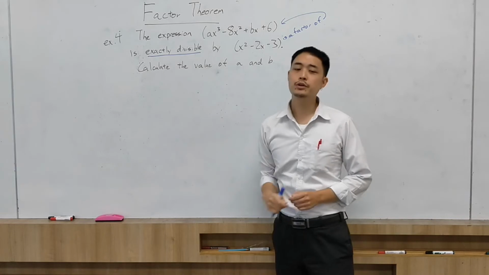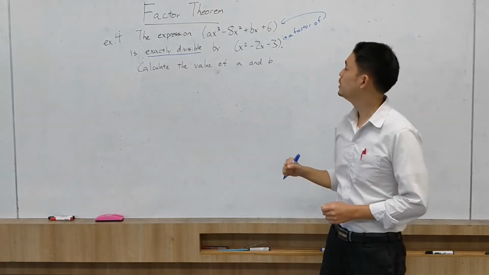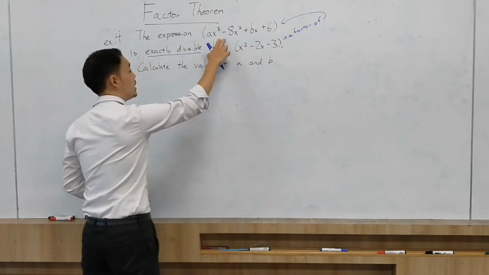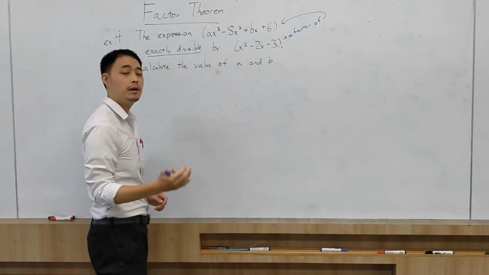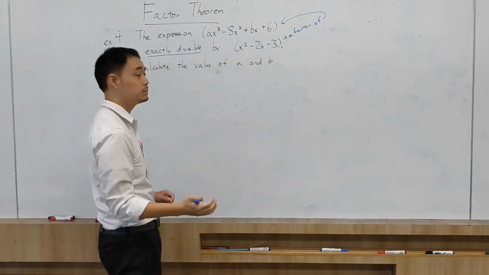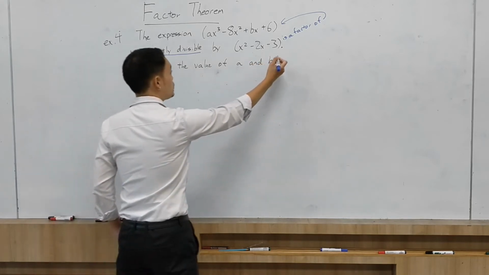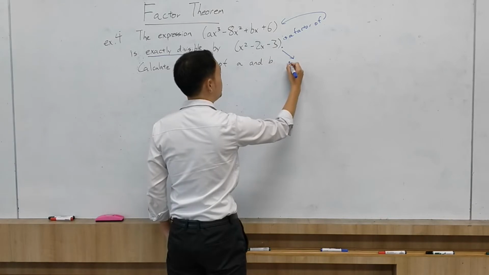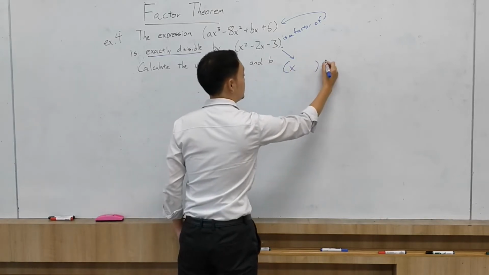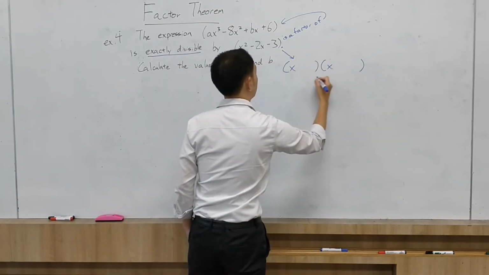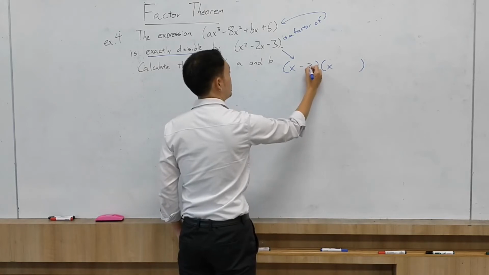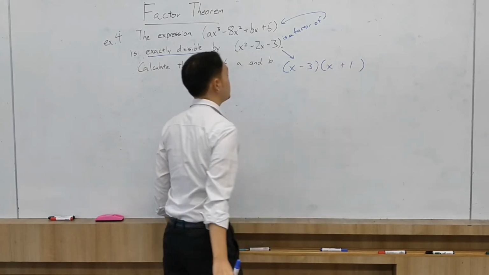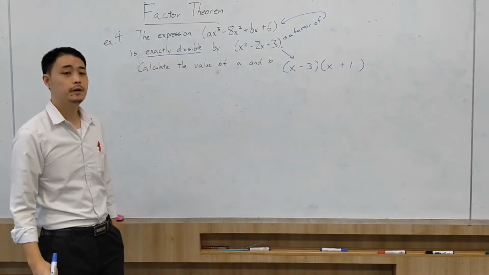So again, because we're using the factor theorem, what we know is that if this divided into that should leave a remainder of 0. First thing I'm going to do is factor this guy out. So I'm going to turn this into x, reverse FOIL, x, and it looks like it's going to be x minus 3 times x plus 1. All right?